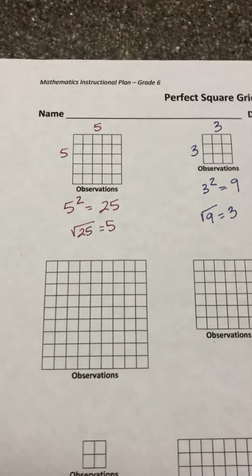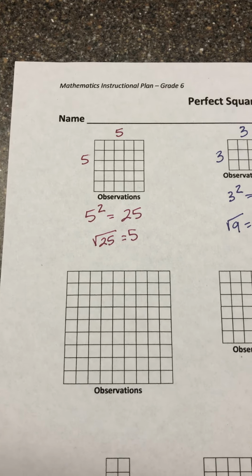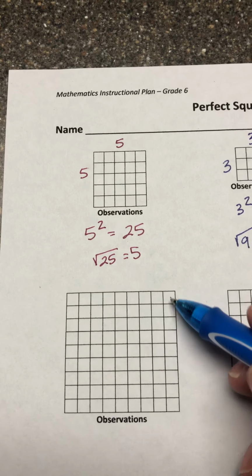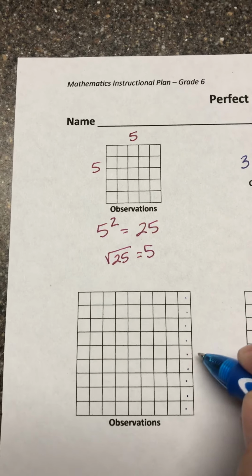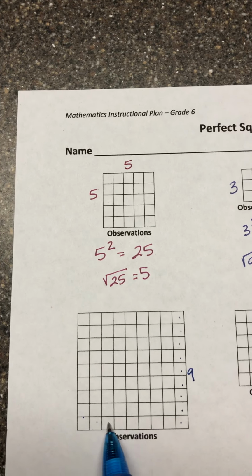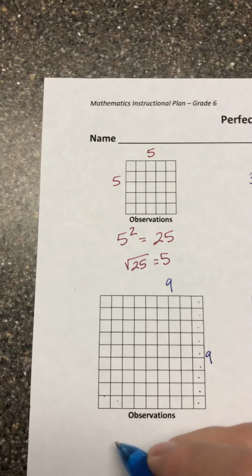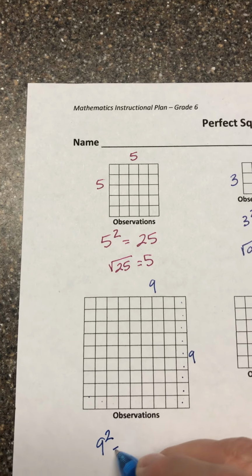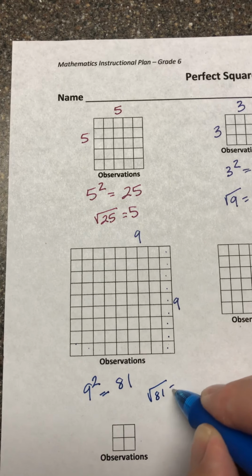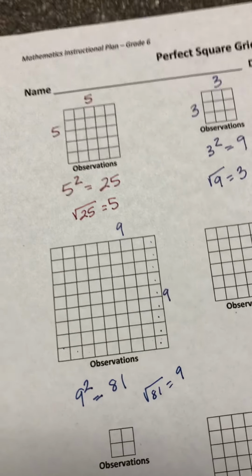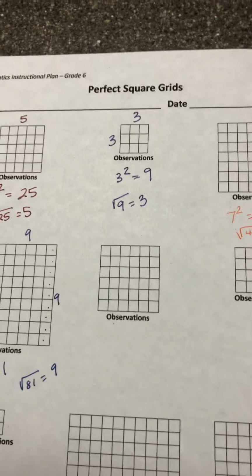All right, take a moment and try to figure this one out. I'll let you have a head start. So you have 1, 2, 3, 4, 5, 6, 7, 8, 9. So that's 9 squared, which is 81. And the square root of 81 is 9, because you needed that 9 for the length of one of your sides.